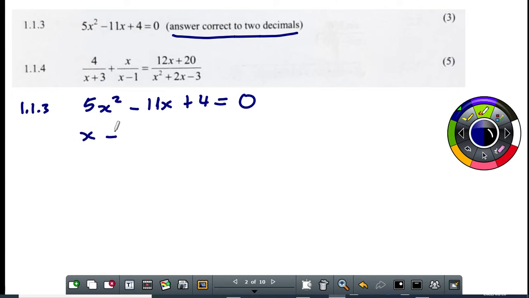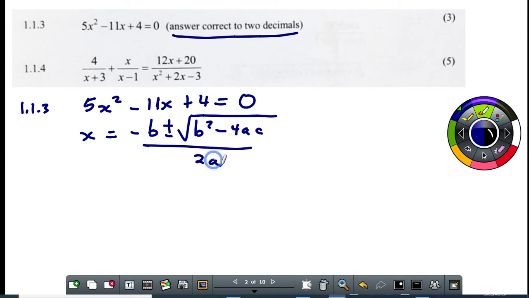You always get your correct answers. So x will be equal to minus b plus or minus the square root of b squared minus 4ac all over 2a. Okay? So I've written my quadratic formula first. You must write it down because sometimes you never know, a mark can be allocated, but generally they allocate for substitution into the quadratic formula. Correct substitution. So our b is minus 11.